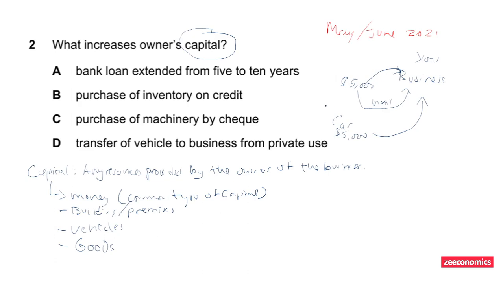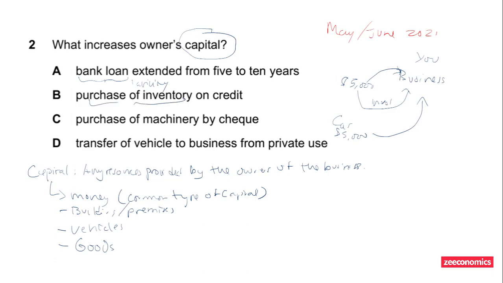So let's take a look at the question itself. What increases owner's capital? All right, so option A, bank loan extended from 5 to 10 years. Bank loan is not part of the capital. Instead, it's a liability, something that you need to pay to another party. All right, so bank loan is not capital. Okay, it's a liability.